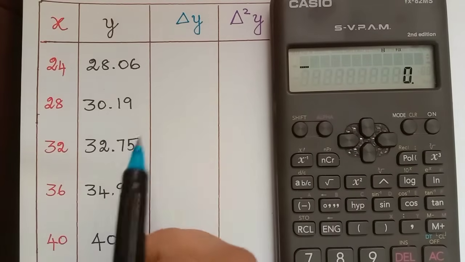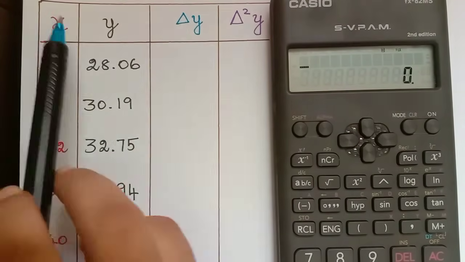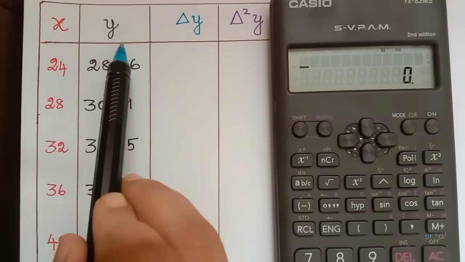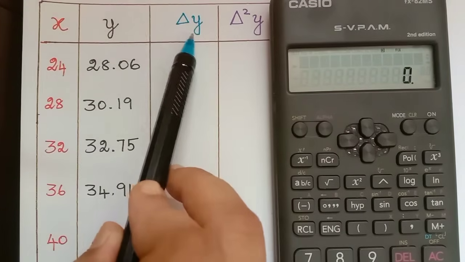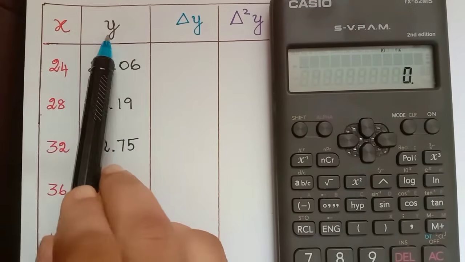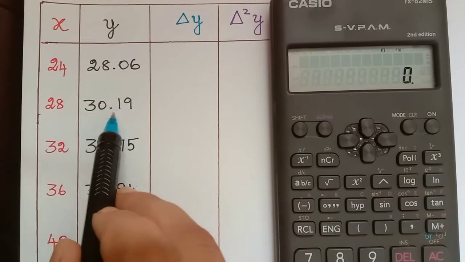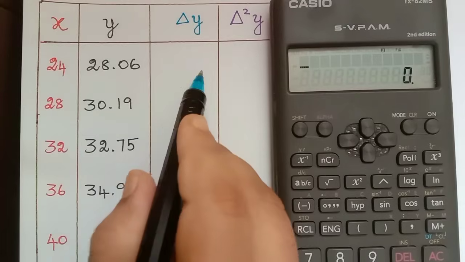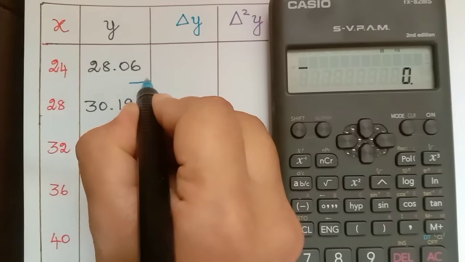Now how to find the first difference? So this is the first difference. This x is the independent variable which is the argument, y is the dependent variable which is the entry, and delta y is the first difference of y. So how to find this? That is this value 30.19 minus 28.06 is the value first we have to find. So that value we have to write here.